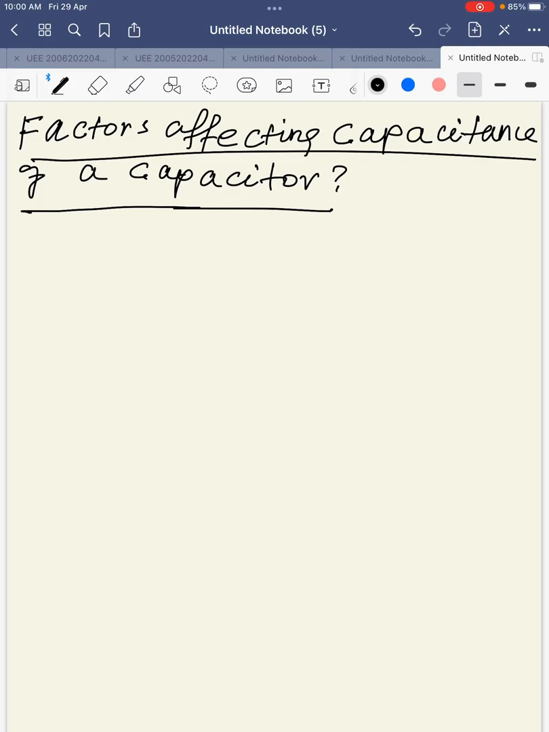Hello everyone. In this video, I will give you a clear description about the factors affecting capacitance of a capacitor. What's a capacitor? A capacitor is a device that stores electrical energy in the form of charge. A capacitor can be made of different materials. In this video, we will see capacitors made from two parallel metal plates.